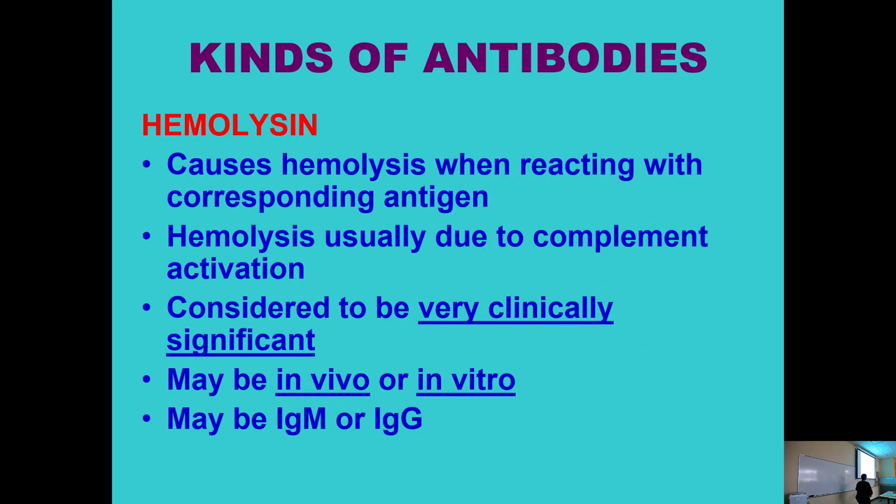Hemolysin causes hemolysis when reacting with the corresponding antigen. Oftentimes, this will be due to complement activation, and if we remember, IgM is really good at complement activation. Anything that's a hemolysis is considered to be very clinically significant. This is where we have problems in vivo sometimes. It can also be in vitro, but this is where it causes big problems in vivo if I have a hemolysin that's destroying my red cells. Maybe an IgM or an IgG.